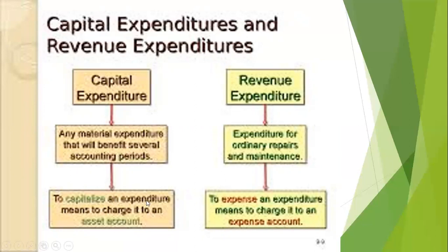To capitalize an expenditure means to charge it to an asset account. And revenue expenditure is expenditure for ordinary repairs and maintenance. To expense an expenditure means to charge it to an expense account. It means it will be shown in the balance sheet and in the profit and loss account. Then we discussed revenue expenditure which is deferred. It is again revenue in nature, but the benefit can be received for more than one accounting period, so it should be charged over more than one accounting period.